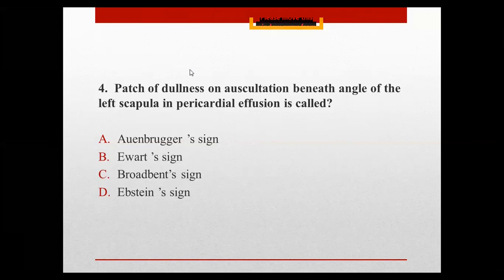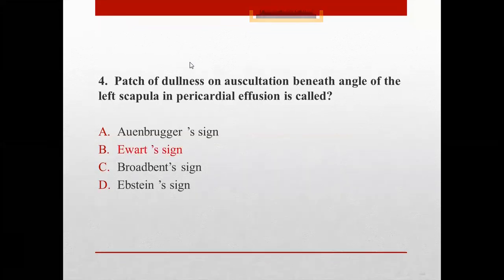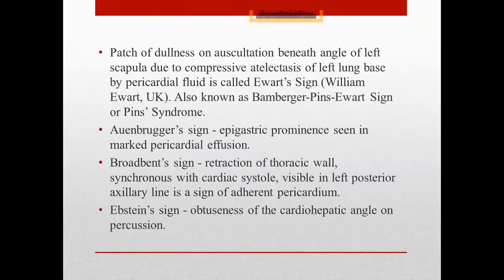I know it is a difficult question, so we can proceed to the answer. The correct answer is the Ewart sign. So let's talk about all these signs. In our question, the patch of dullness on auscultation beneath the angle of the left scapula is due to compression atelectasis of the left lung base by the pericardial effusion. In patients with pericardial effusion, there may be compression on the base of the left lung, causing atelectasis of the left lung base, which will present with a patch of dullness on auscultation of the left scapula. This sign is called the Ewart sign.